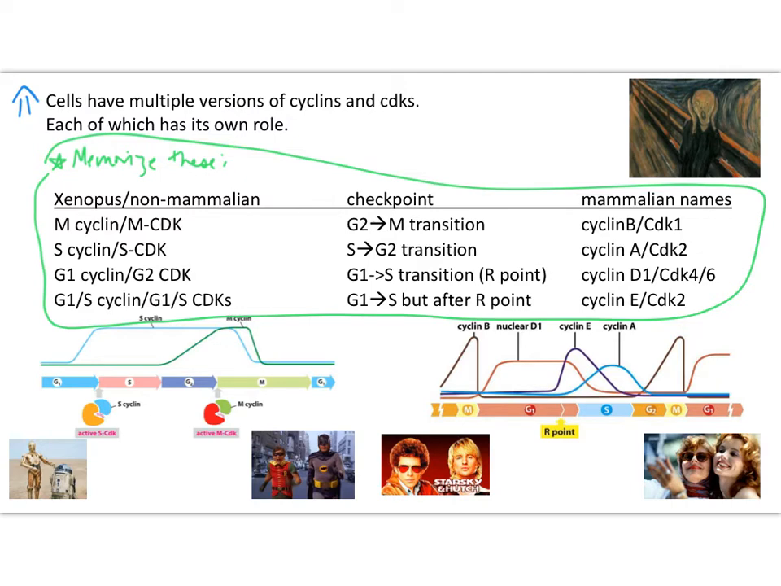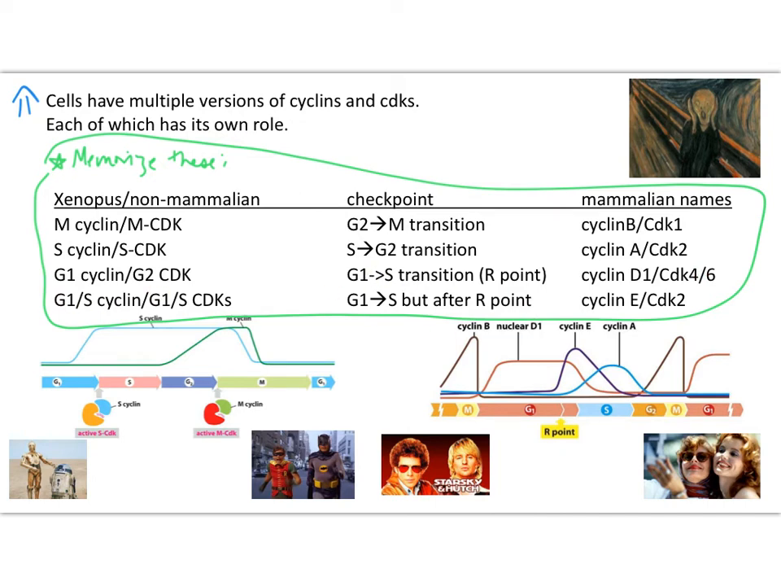And just to talk through that, M cyclin and M CDK control the G2 to M transition, and in mammalian cells, the counterparts are cyclin B and CDK1. Likewise, for the S to G2 transition, S cyclin and S CDK work together in Xenopus, whereas in mammals it's cyclin A and CDK2. For the G1 to S transition, which is also known as the R point, there's the G1 cyclin and G1 CDK. And in mammals, they instead are called cyclin D1 and CDK4/6.